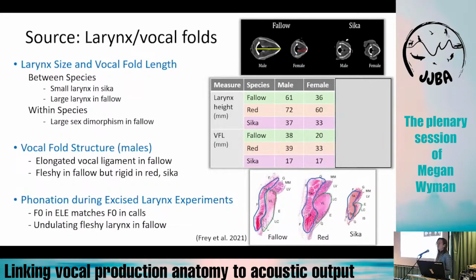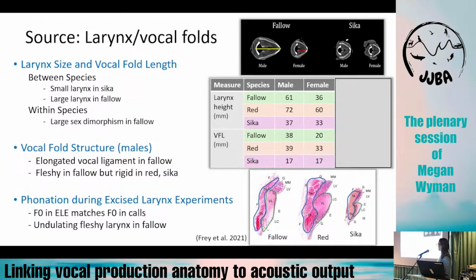So just a little brief overview of what we found in larynx size and vocal fold length. Between the species, we see that there's a very small larynx in Sika. So here's the Sika deer larynx, the male and the female. And they're very similar in size between the two sexes within this species. But in fallow deer, you can see that there's a lot of sexual dimorphism, and the male is much larger than the female for the size of their larynx, even when it's corrected for body size differences.